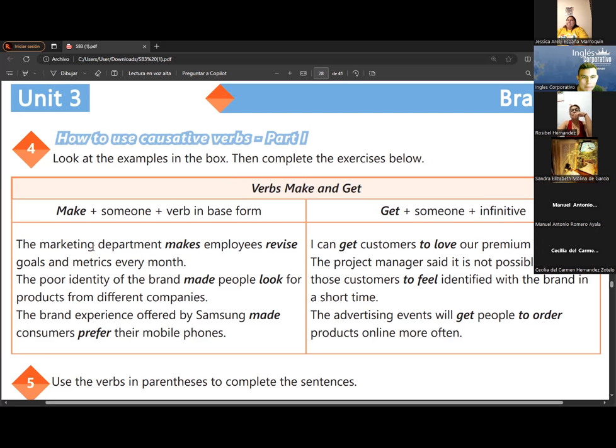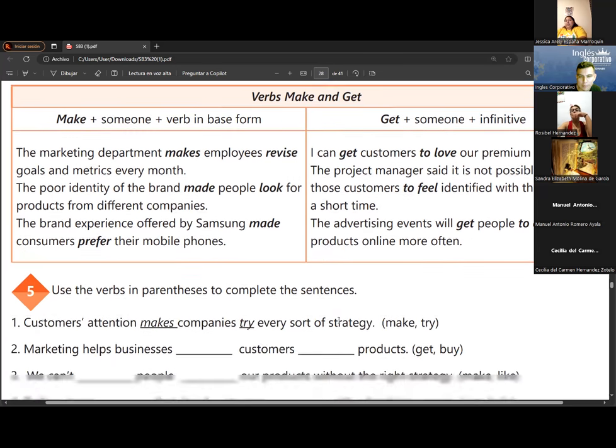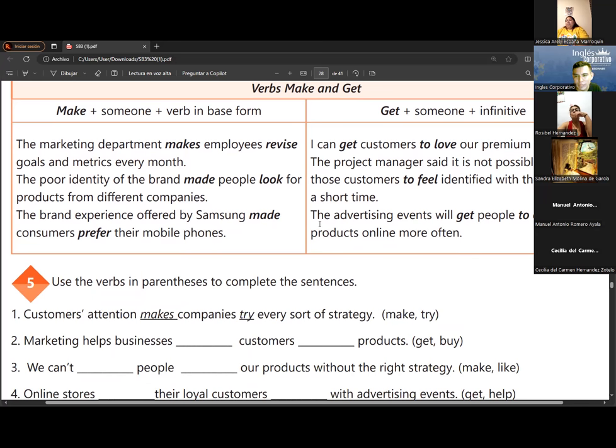Okay. The marketing department makes employees revise goals and metrics every month. The poor identity of the brand made people look for products from different companies. The brand experience offered by Samsung made consumers prefer their mobile phones. Okay. I can get customers to love our premium services. The project manager said it's not possible to get all those customers to feel identified with the brand in a short time. The advertising event will get people to order products online more often.